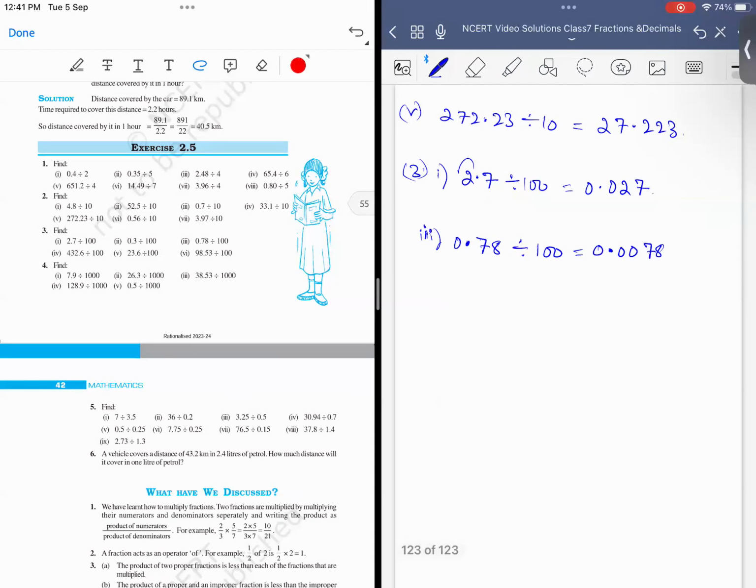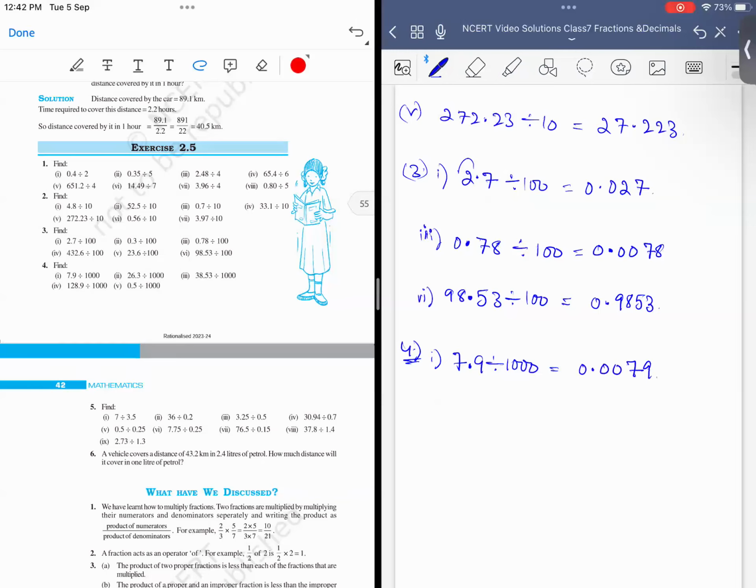Talking of question number 6, 98.53 divided by 100. The decimal has to move towards left, and that too two places, since it is divided by 100, so that will become 0.9853. Likewise, we can do the rest. Now coming to question number 4. Again, now the decimal numbers are divided by 1000. That means the decimal point will shift three places towards left. Let's see how. 7.9 divided by 1000. The decimal has to move three places towards left.